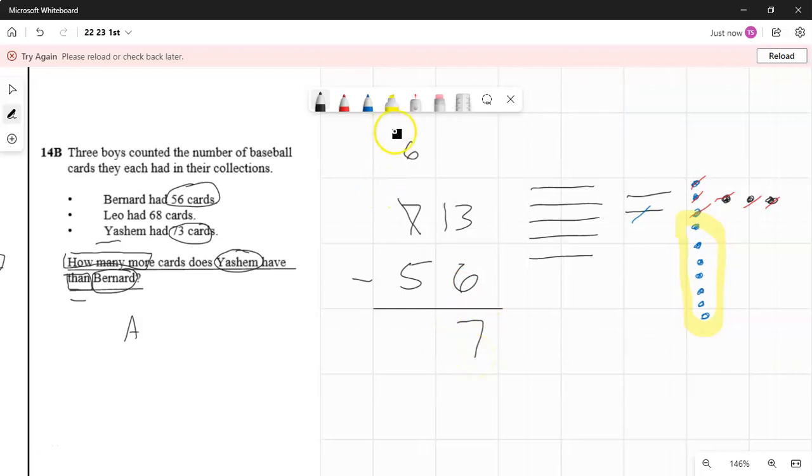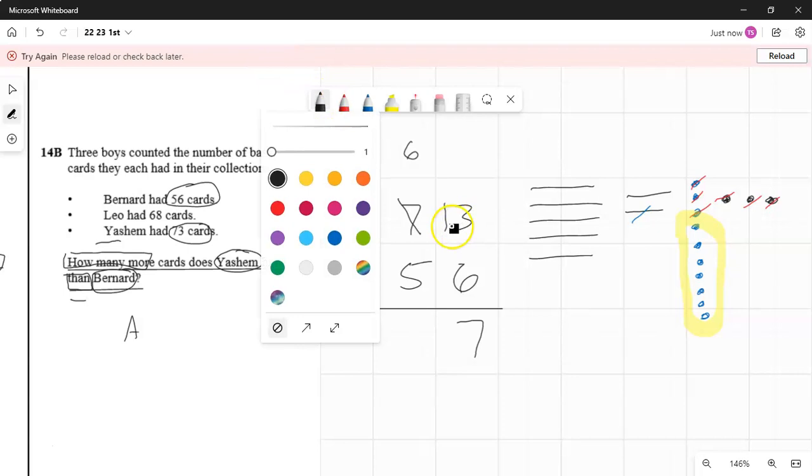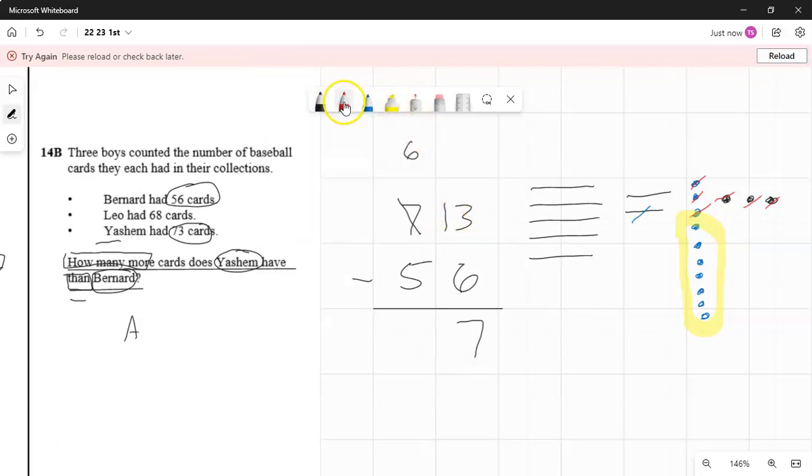And then in the tens place, I've got 6 tens left here, and I need to take 5 of them. I'll take all these: 10, 20, 30, 40, 50. Looks like I have 1 ten left. Looks like I got 17 there. Same thing right here: 6 minus 5 is 1. So the difference in the amount, how many more cards Yashim has, is that he has 17 more cards than his friend Bernard.